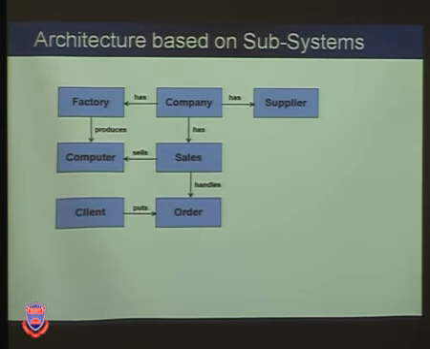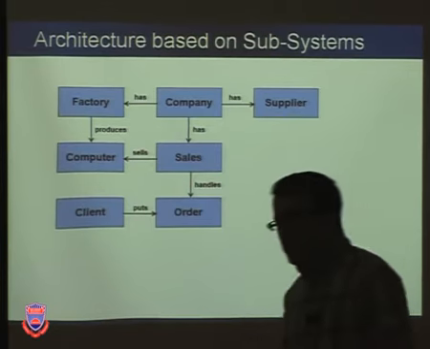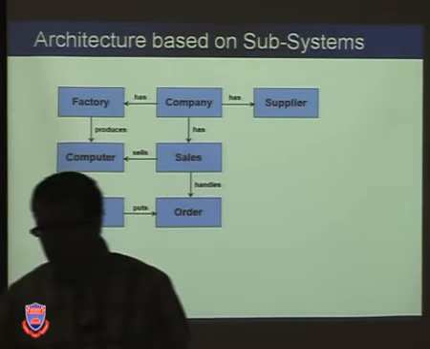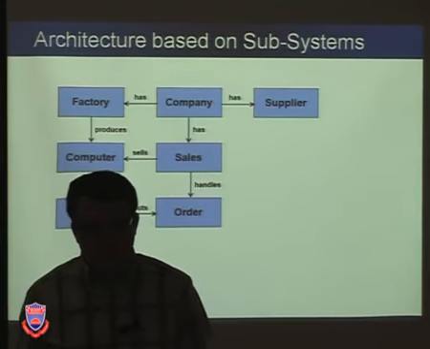So then typically you could say this is my architecture based on the subsystems. Company has factory, produces computer. Company has a sales department, sales, etc. Details are not important here, but just the process of designing an architecture.